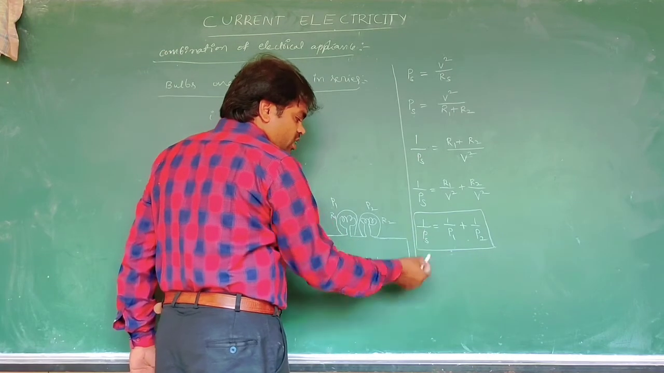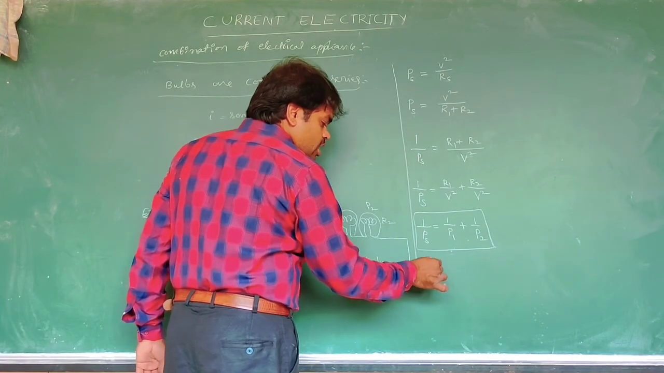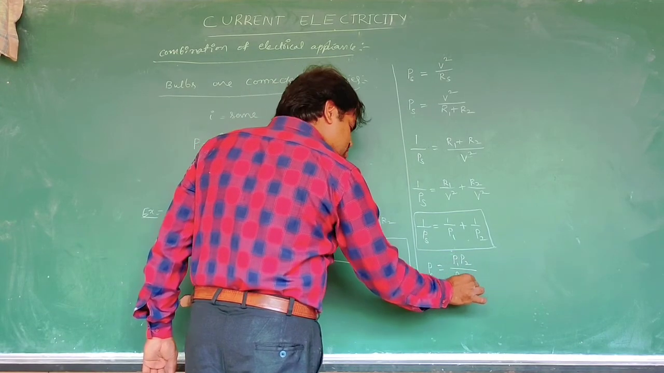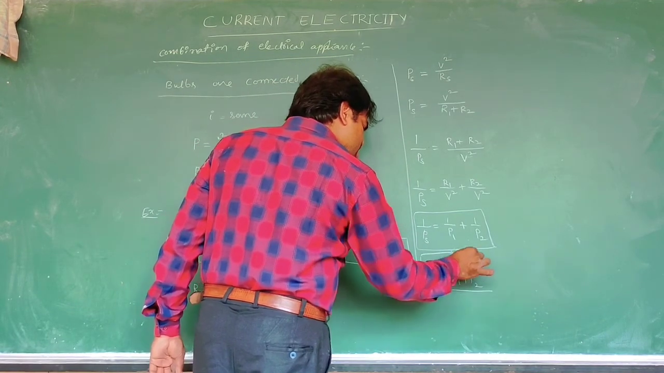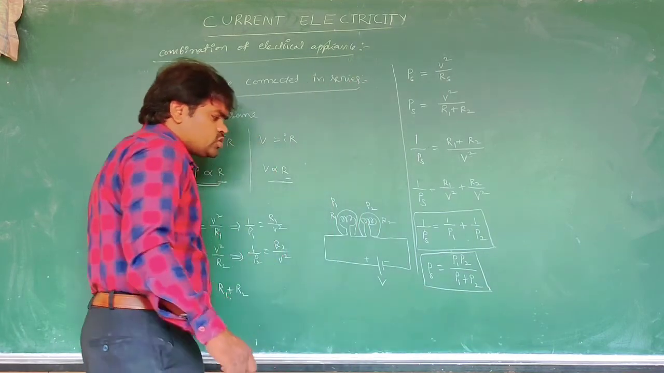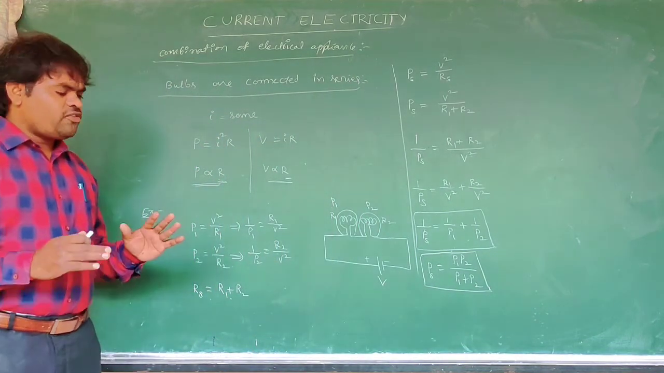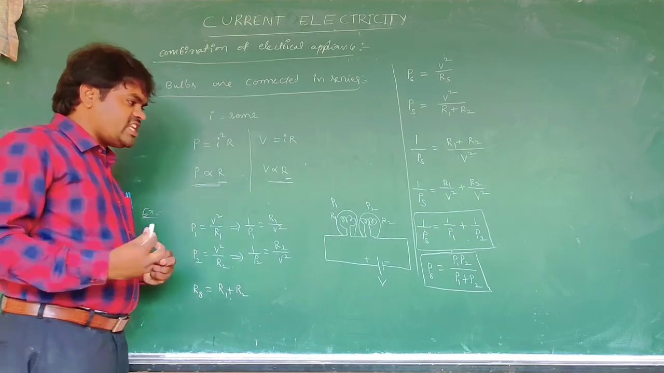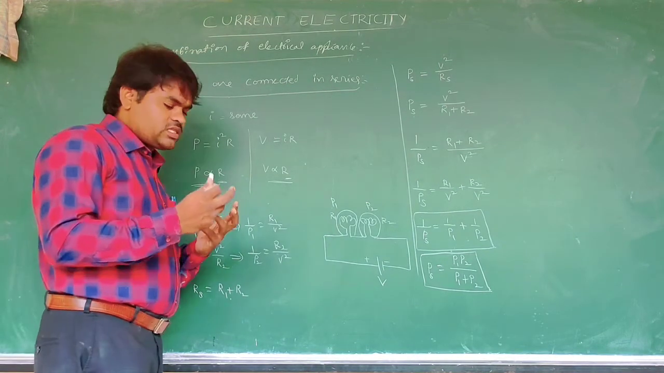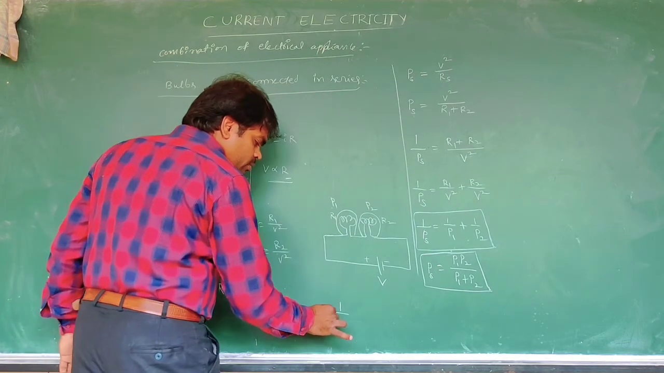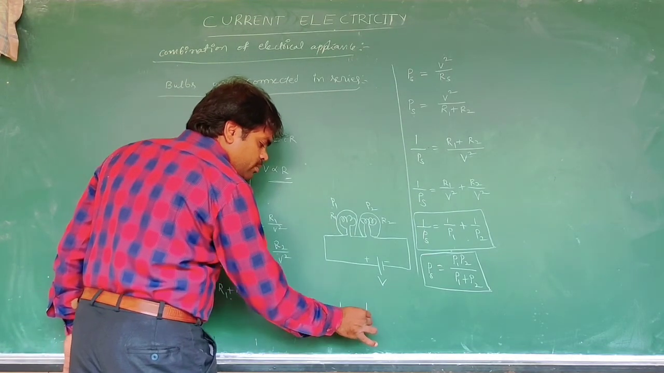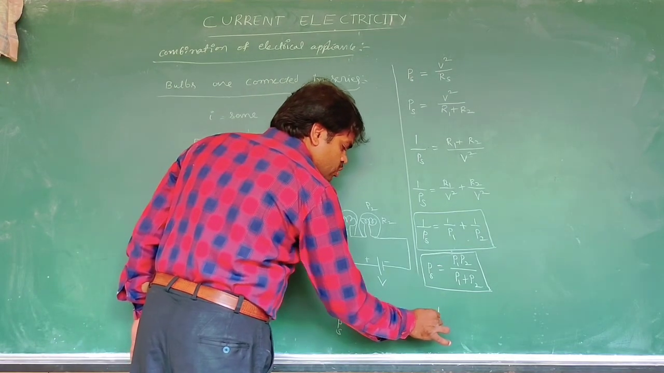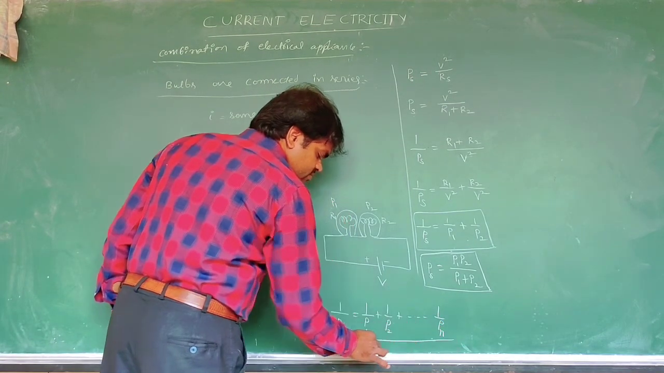The resultant power, the effective power in the series combination is P1 P2 by P1 plus P2. Very important from the objective point of view also. Now if n electrical appliances or n bulbs of different powers are connected in series, then what do we say? 1 by Ps is equal to 1 by P1 plus 1 by P2 plus dash 1 by Pn.